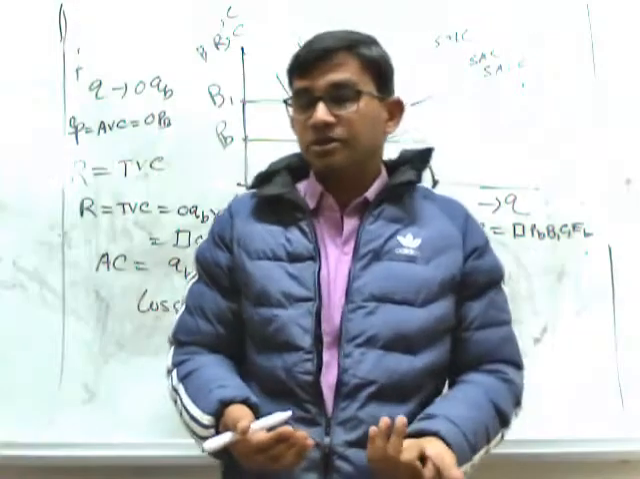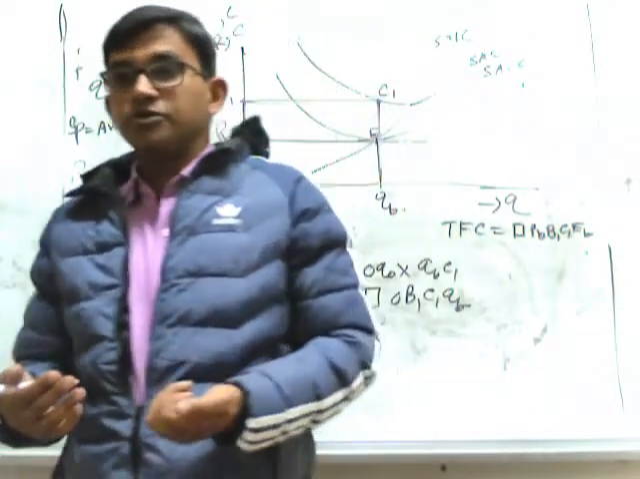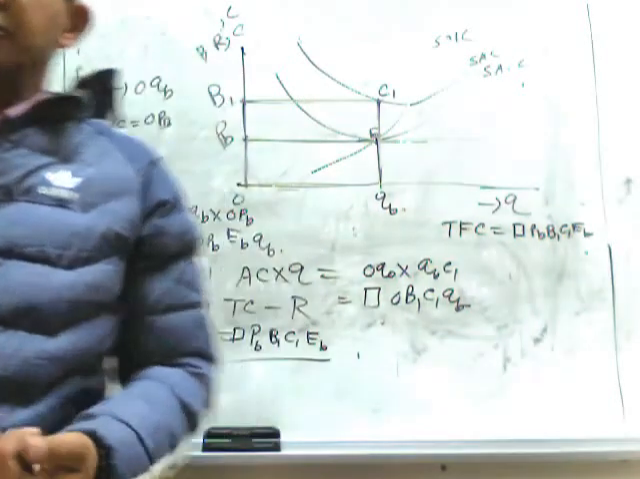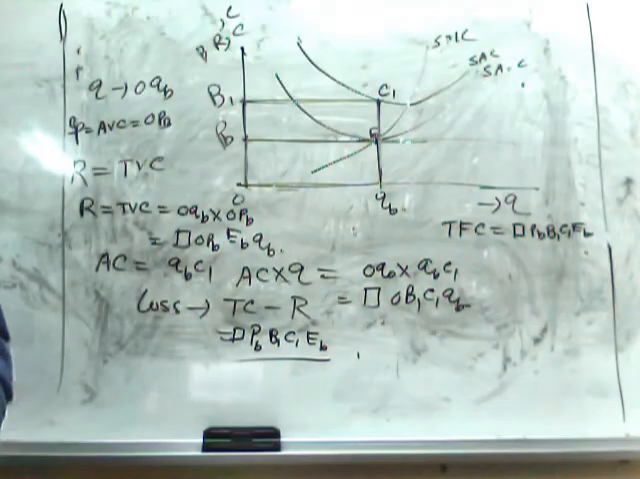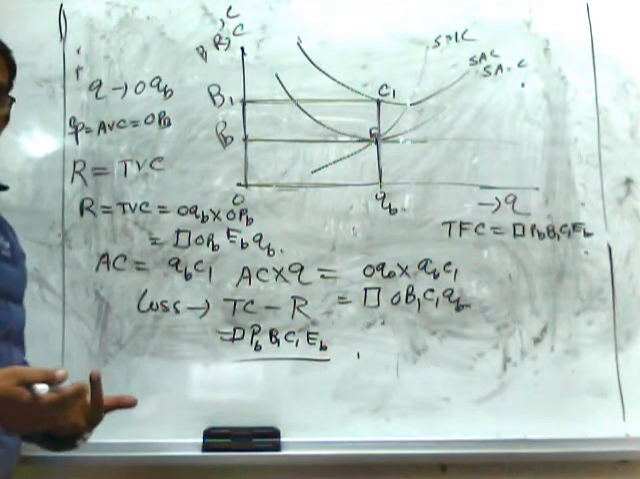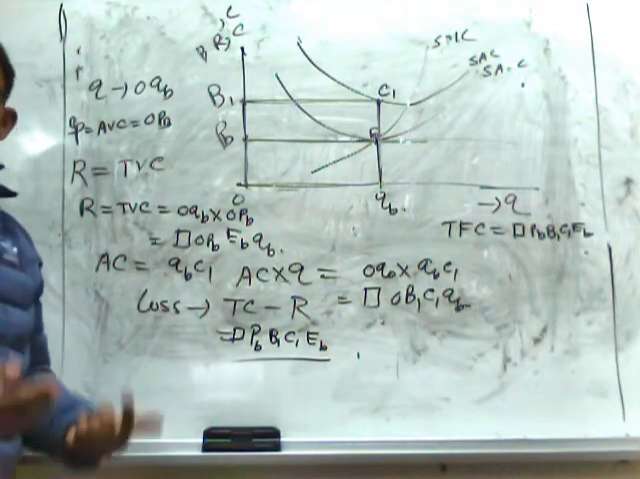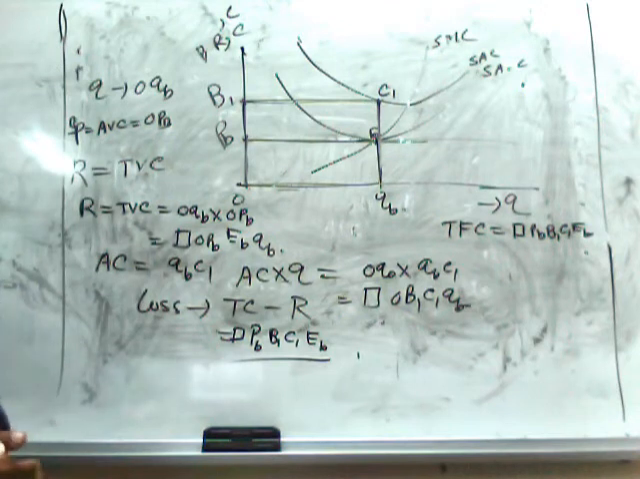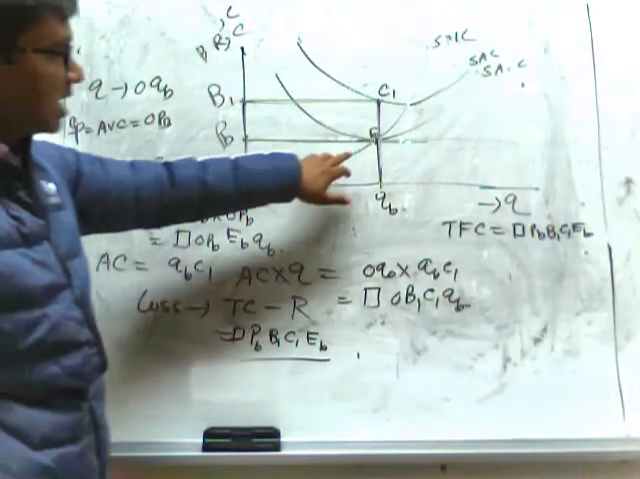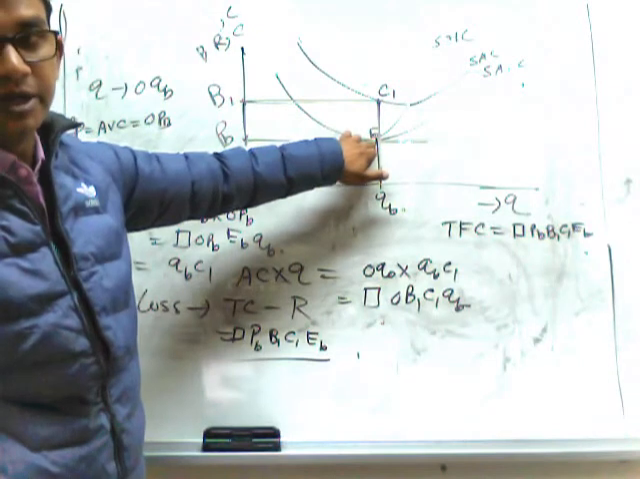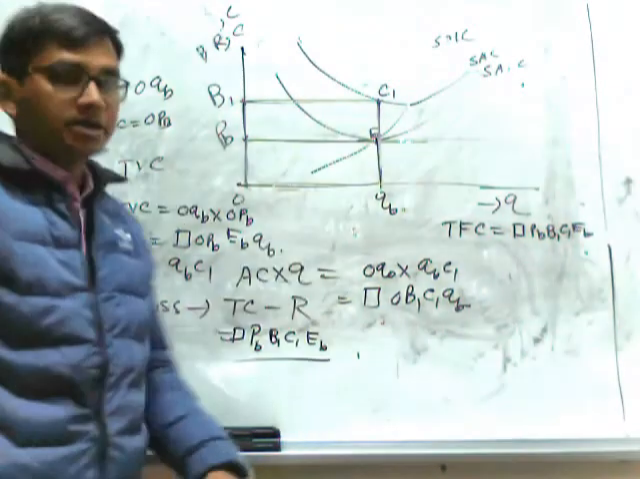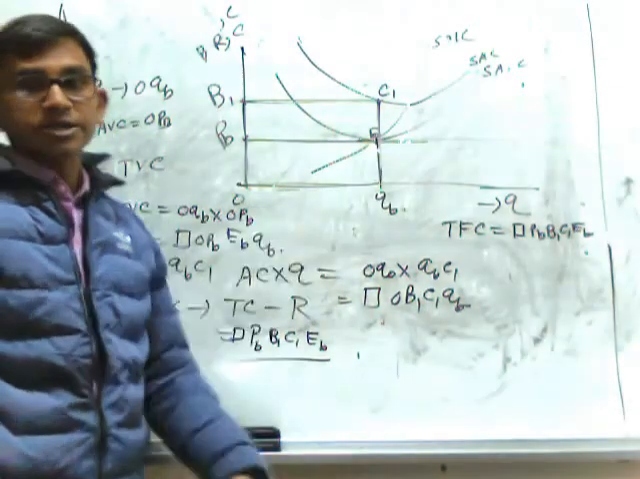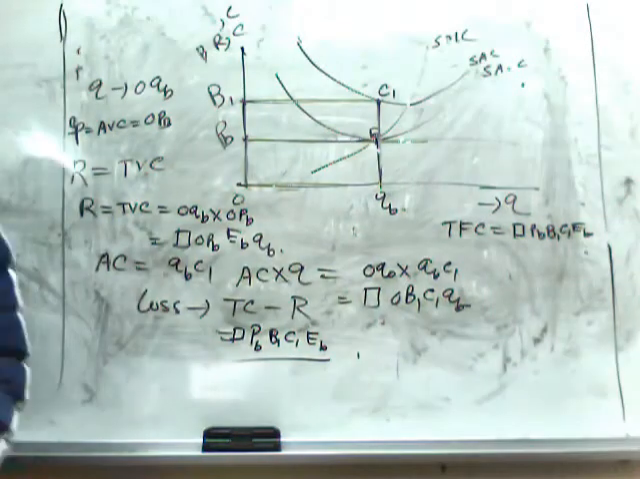So the producer will remain indifferent between staying and leaving. It does not make any difference whether the firm stays in the market or leaves the market. But if the price falls below this point, definitely the firm will have to leave the market. So that's why this point is known as the shutdown point of the firm. Now the third case.